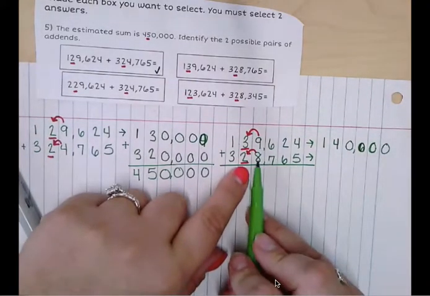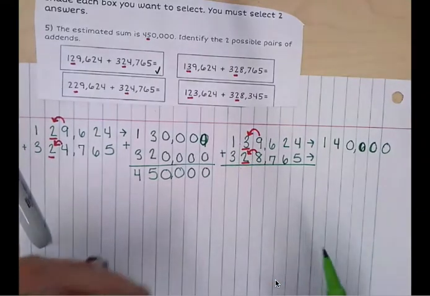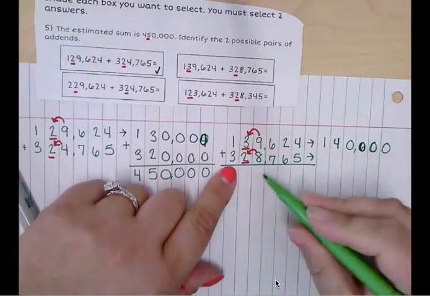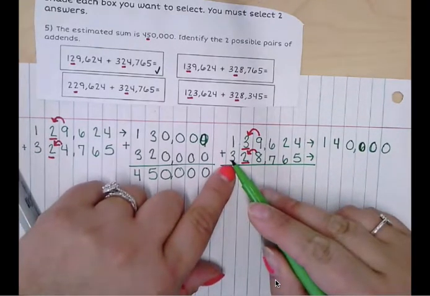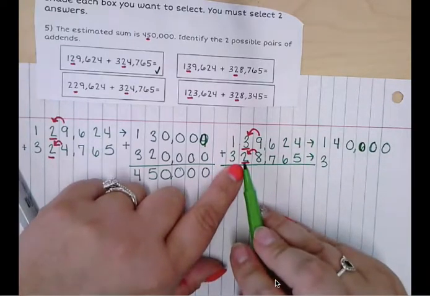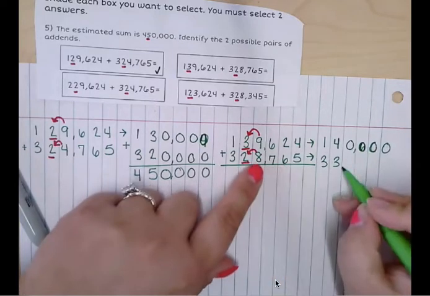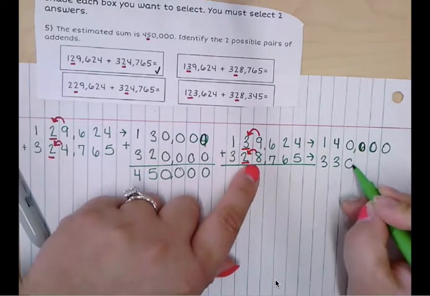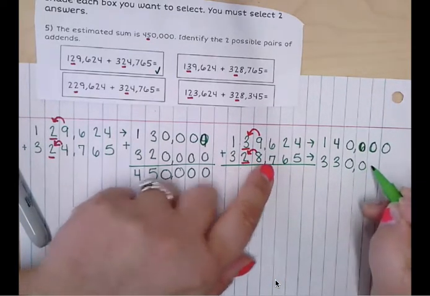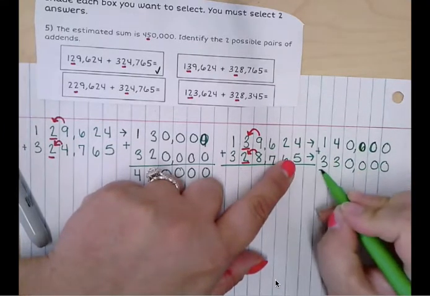This 8, because it's 5 or more, is going to make that 2 go up to a 3. Remember, I keep every digit in front the same. That 8 makes that 2 become a 3. Every digit behind here is zeros. 0, 0, 0, 0. Now I'm ready to add.